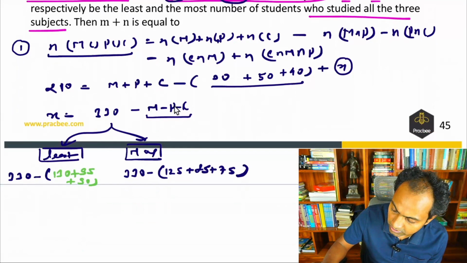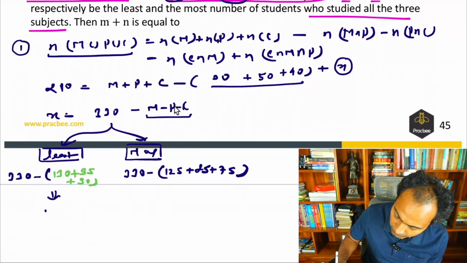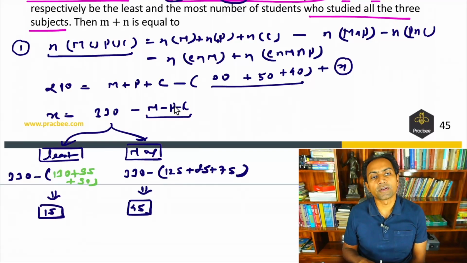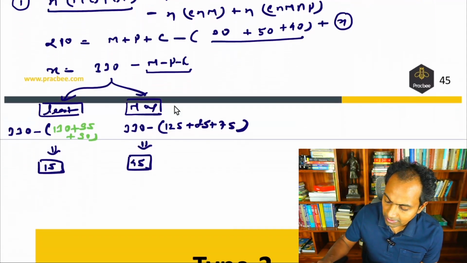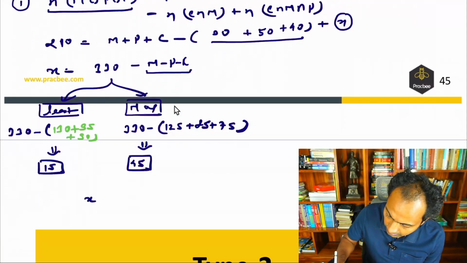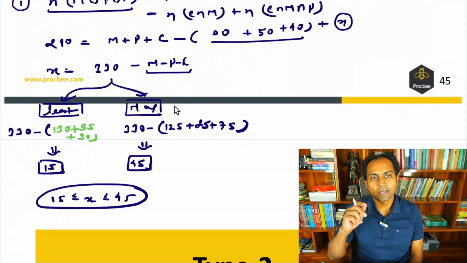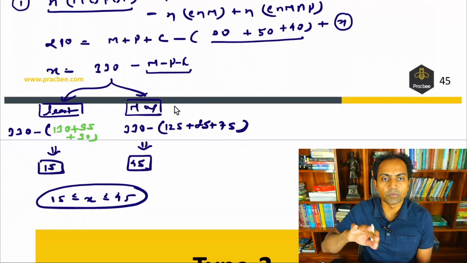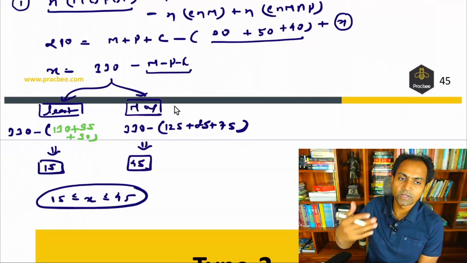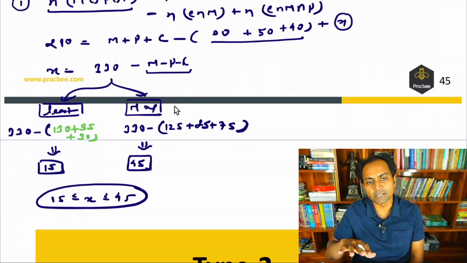If I figure out these values, this first value comes out to be 15 and this next value comes out to be 45. So this is what we have already obtained. Now what we are saying is the intersection can lie between 15 and 45, and from here most of the people will conclude that the value of small m that is given in the question is 15, and capital M, small n is nothing but 45.